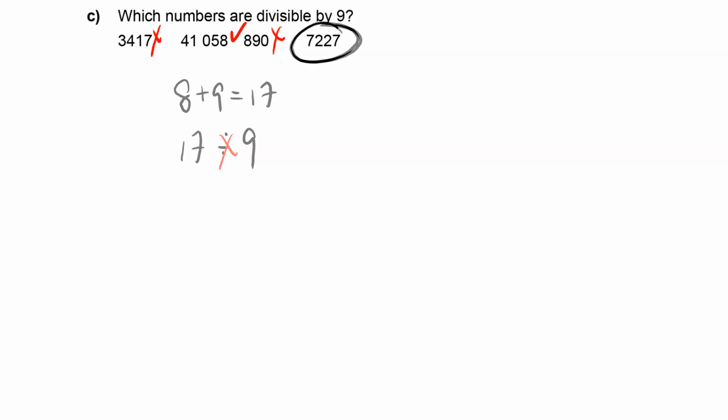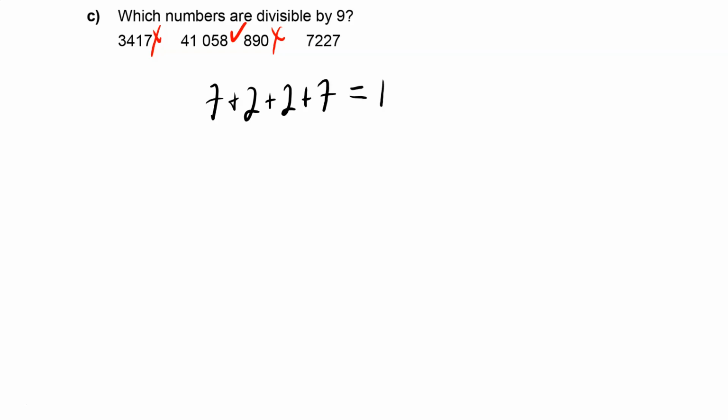Final number, 7 plus 2 plus 2 plus 7 is equal to 18. And as we've already seen, 18 divided by 9 is 2. So we can say that 7,227 is divisible by 9.